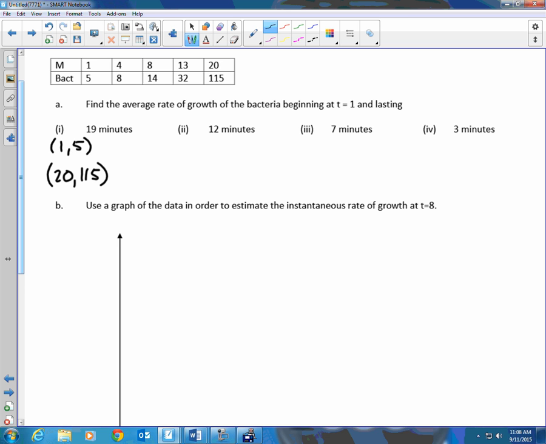How do we do that? Right, so we got 110 over 19, which is, let me do that on your calculator quick. 5.79, we'll call it, bacteria per minute. You go ahead and do 2, 3, and 4 on your own.